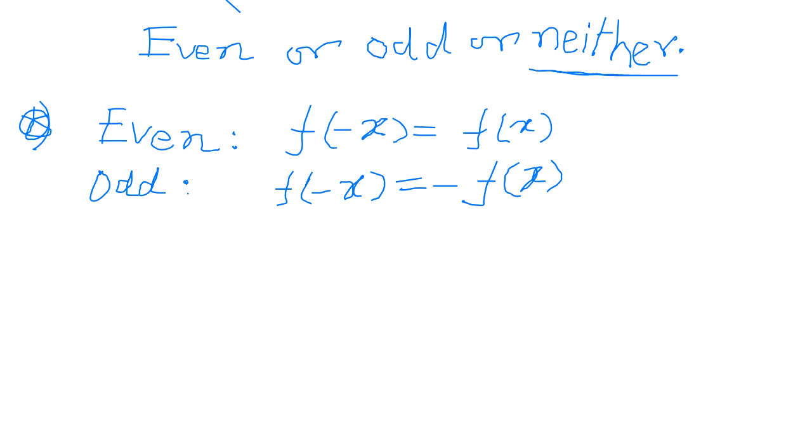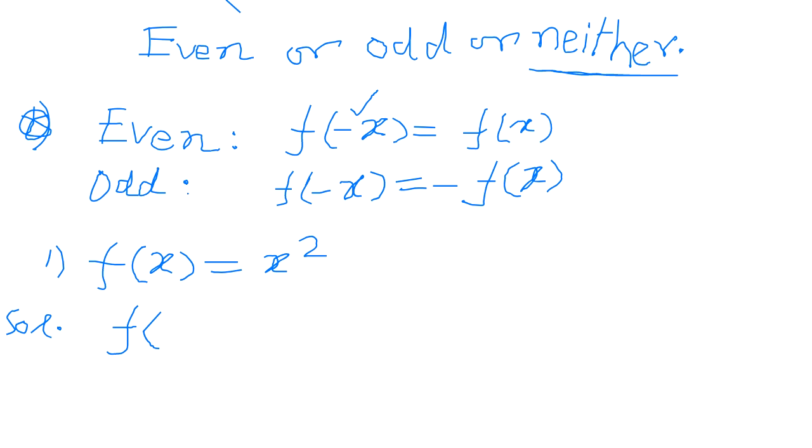Okay. So now look, question number 1. Check here. If the function f of x is equal to x squared, now check whether this is even or odd. See the solution. In the function, all the time, we replace x with minus x. So in f of minus x, check this: x is replaced by minus x here.